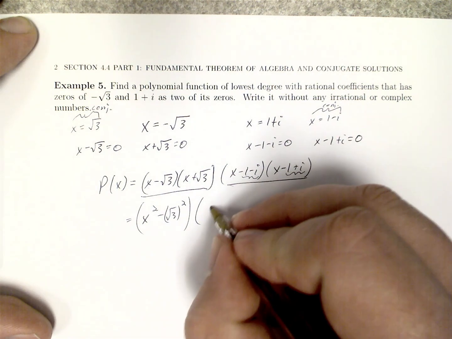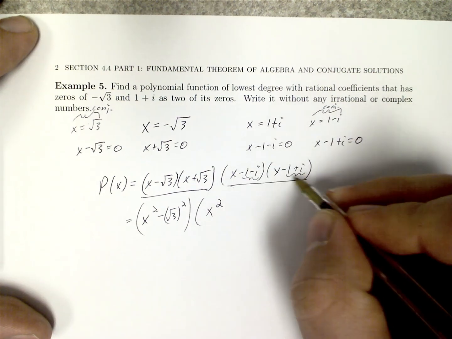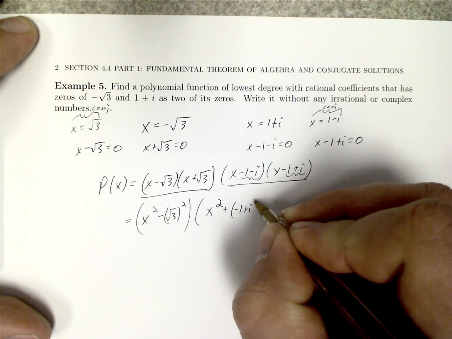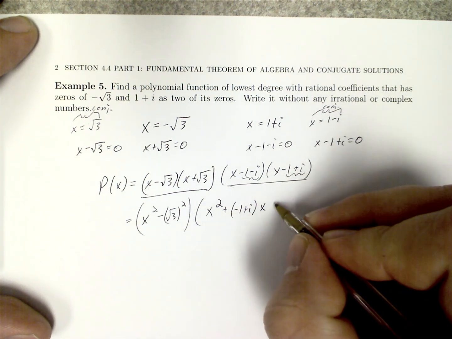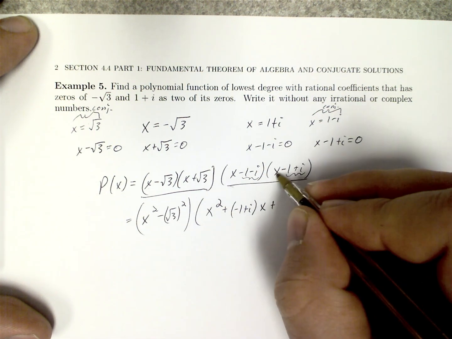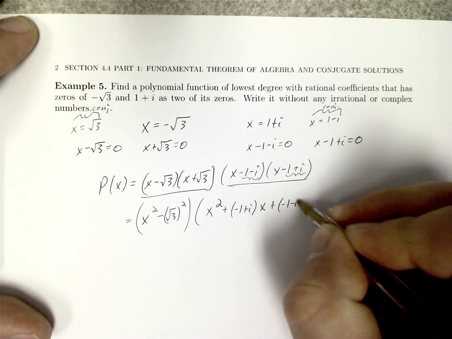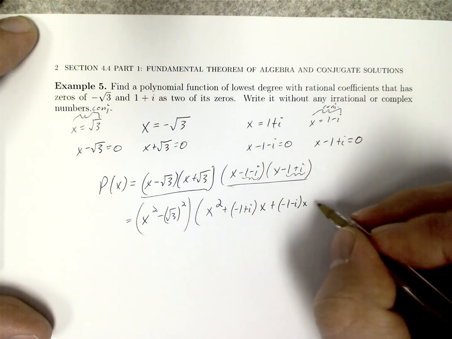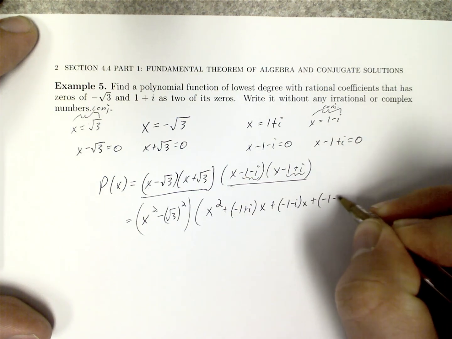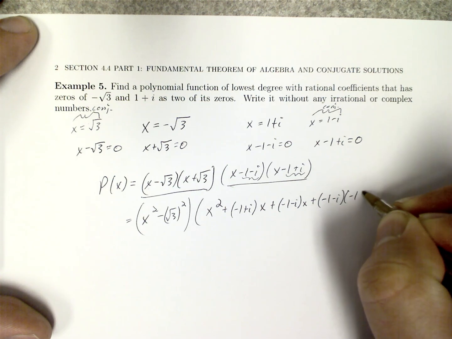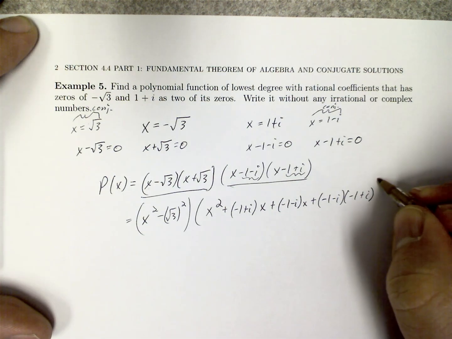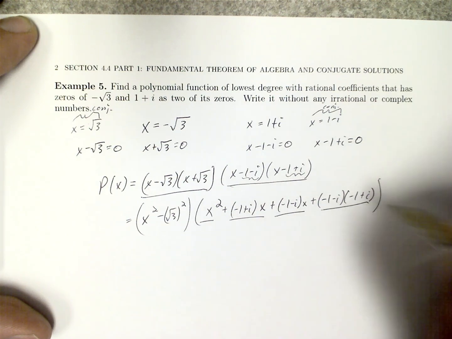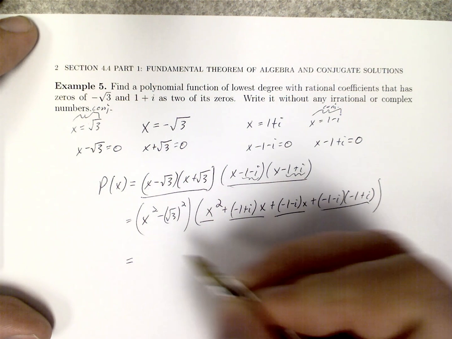So x squared, x times x, and then x times all this, so plus negative 1 plus i times x, and then plus x times negative 1 minus i, and then lastly plus negative 1 minus i times negative 1 plus i. So we have 1, 2, 3, 4 terms here. So let's continue simplifying.